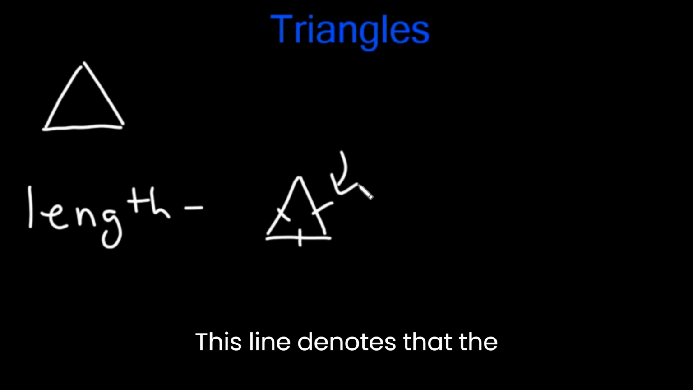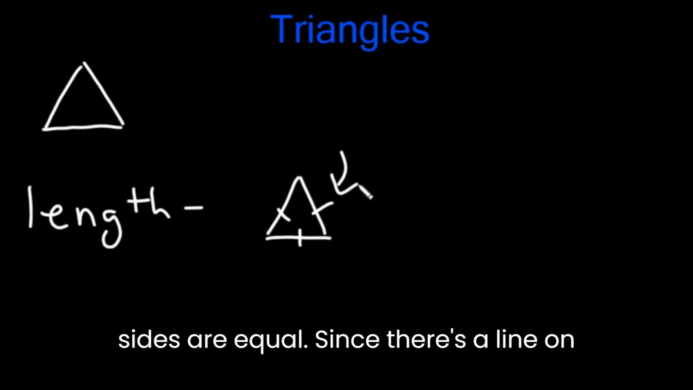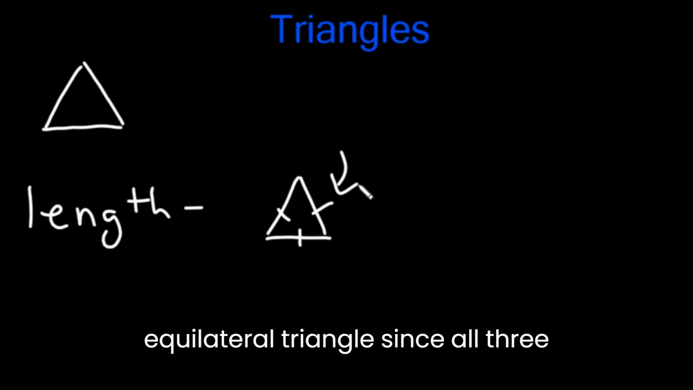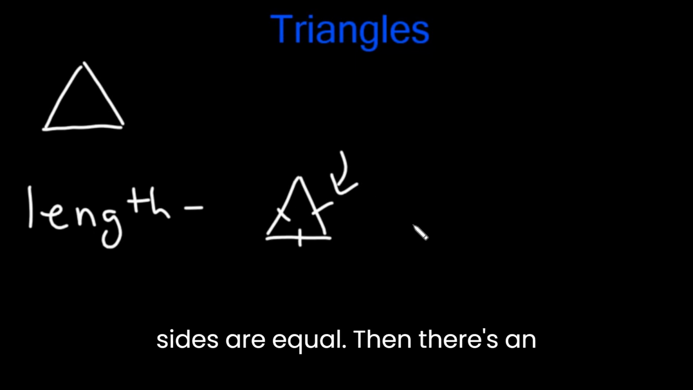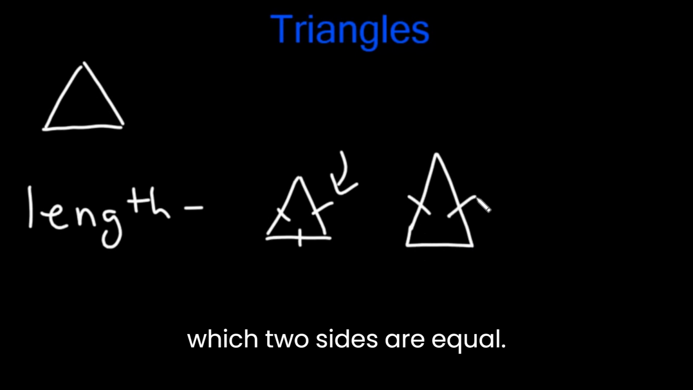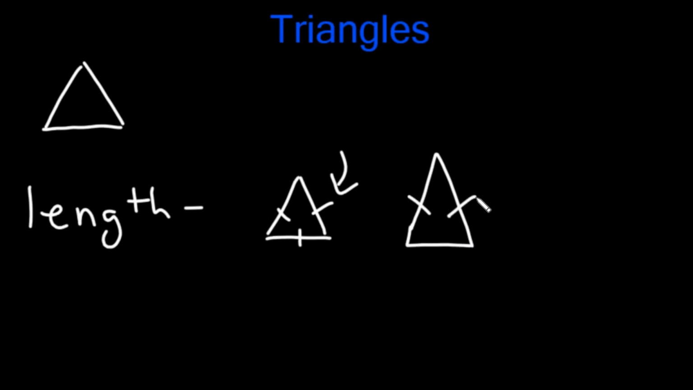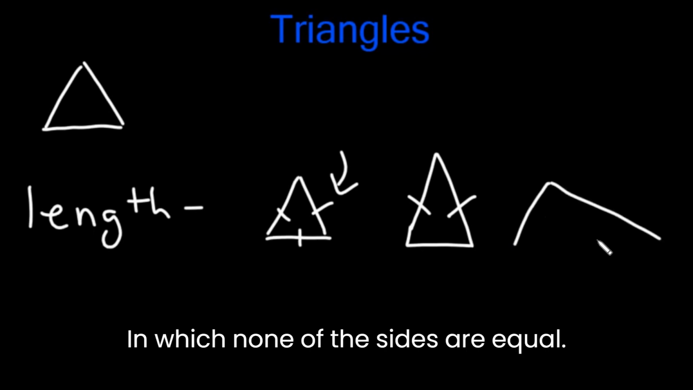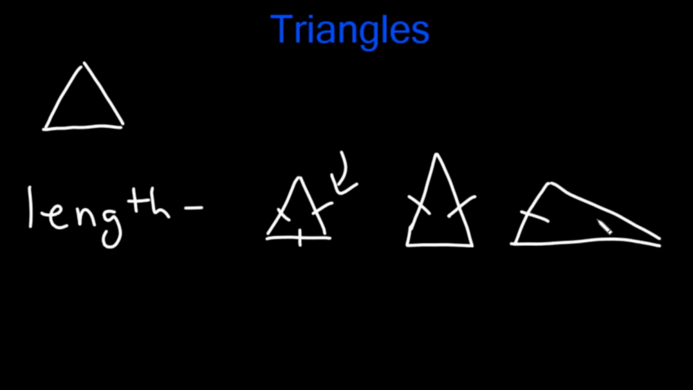This line denotes that the sides are equal. Since there's a line on all three sides, all three sides are equal. So this is an equilateral triangle since all three sides are equal. Then there's an isosceles triangle in which two sides are equal. Then there's a scalene triangle in which none of the sides are equal.